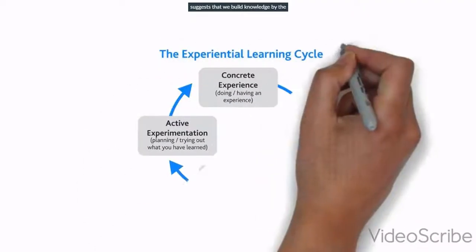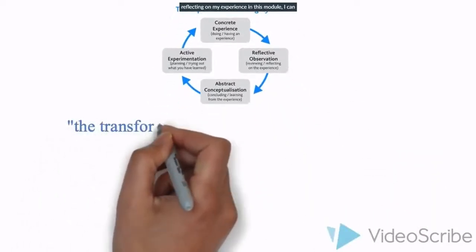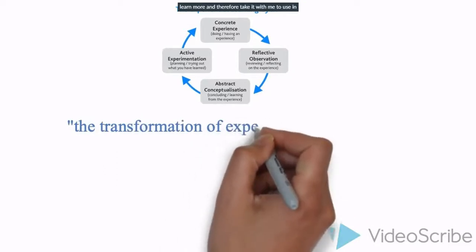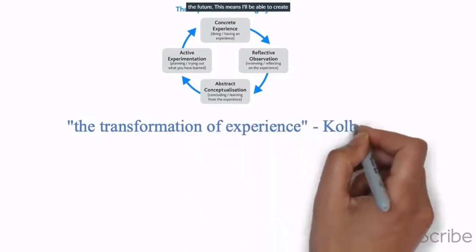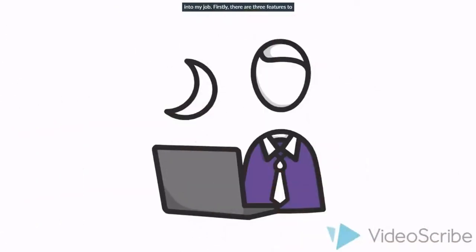For the structure of this video essay, I'm going to be taking a look at Kolb's experiential learning theory, as it suggests that we build knowledge by the transformation of experience, meaning that by reflecting on my experience in this module, I can learn more and therefore take it with me to use in the future. This means I'll be able to create plans of action to ensure I continue to utilise what I have learnt with me after university and into my job.